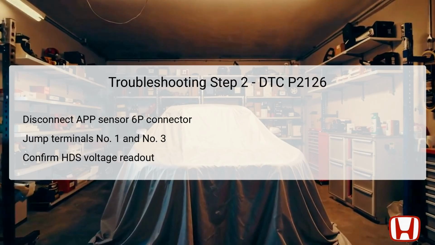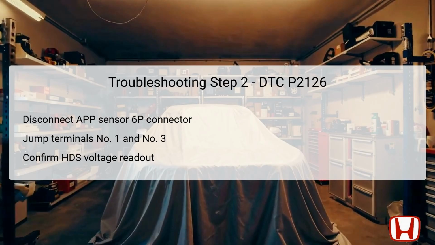In the second step of troubleshooting DTC P2126, first, disconnect the APP sensor 6P connector to prepare for further testing. Next, using a jumper wire, connect terminals number 1 and number 3. This action artificially simulates the signal from the APP sensor.